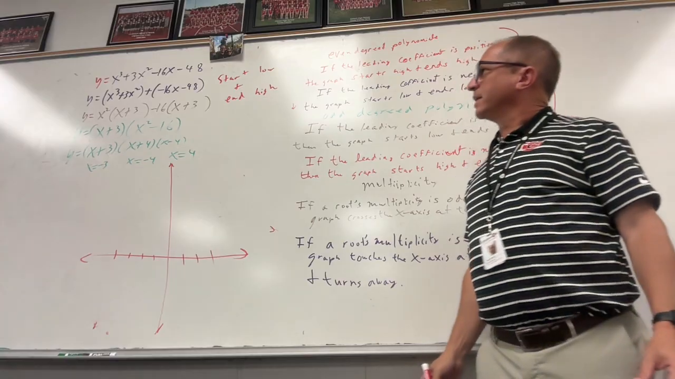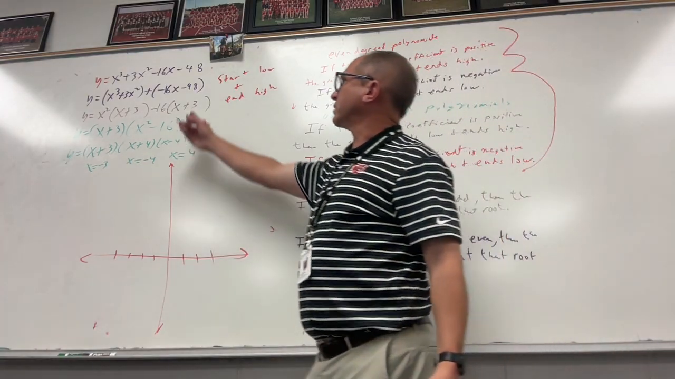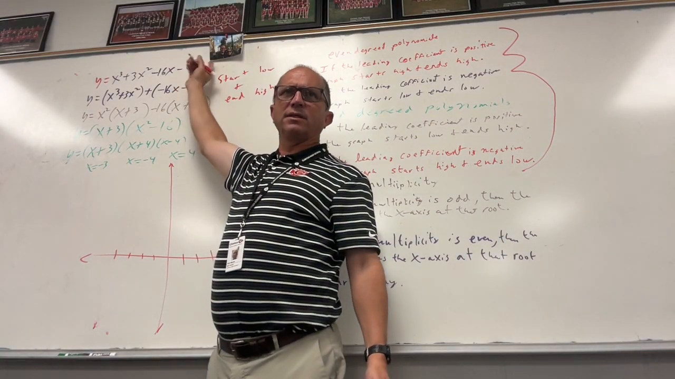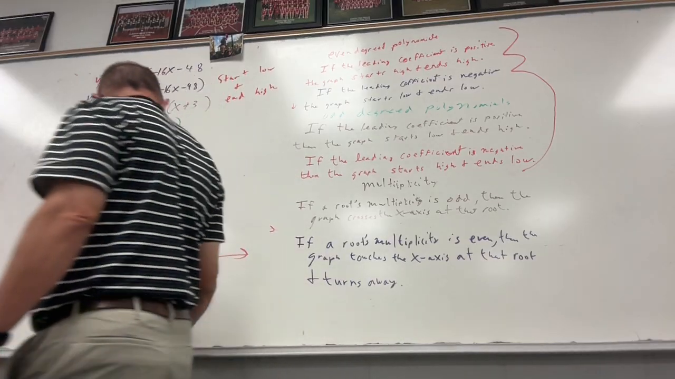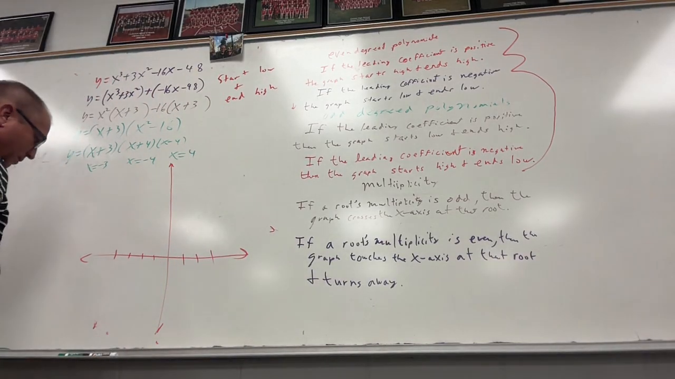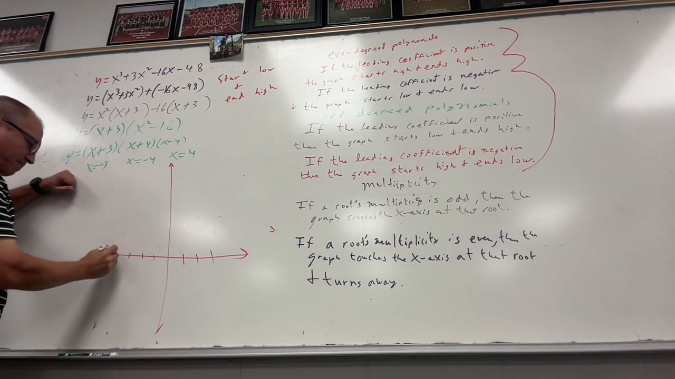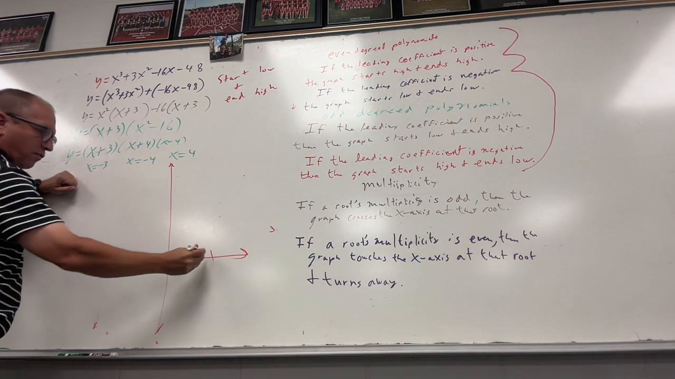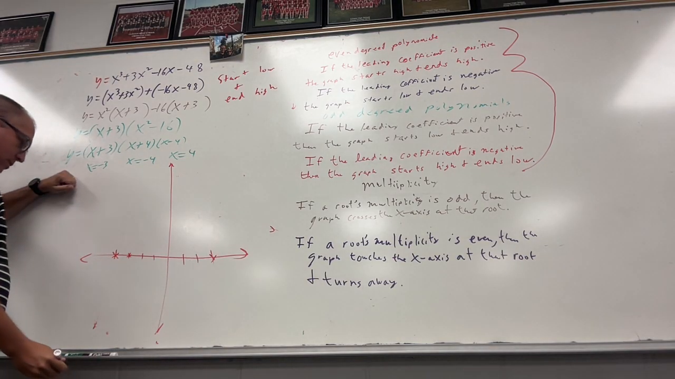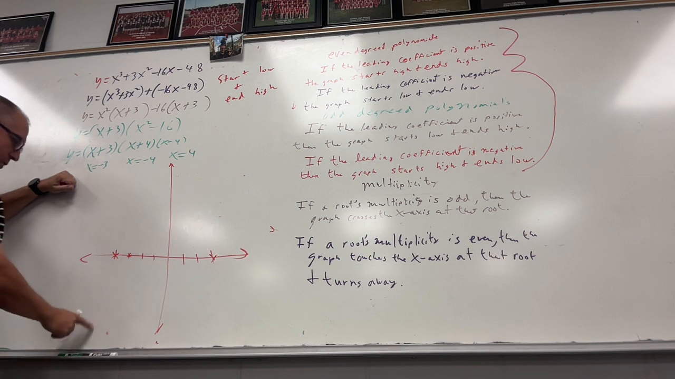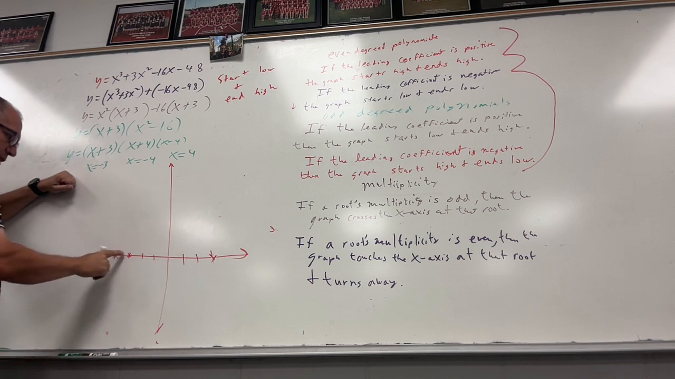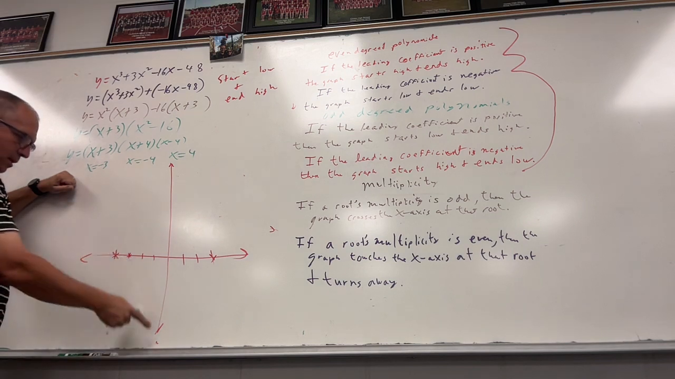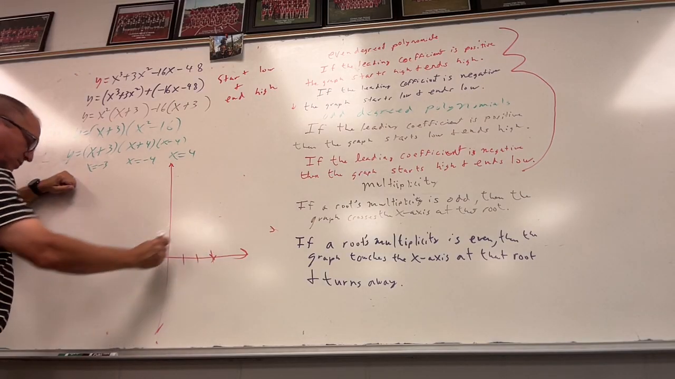Now there's one other thing that's happening here. I also have a y-intercept of negative 48 in this case. So that's going to be way down here. Okay, so I go back 4, back 3, and over 4. So I cross at each one. So I'm going to cross here, then I'm going to cross here, then I'm going to go down to negative 48, and then I'm going to cross back here.